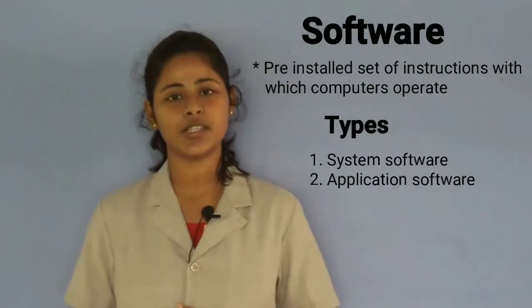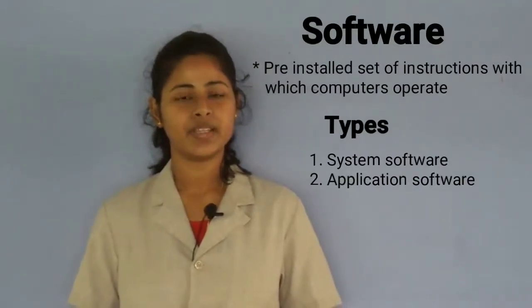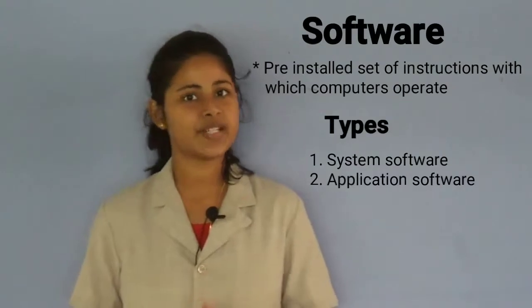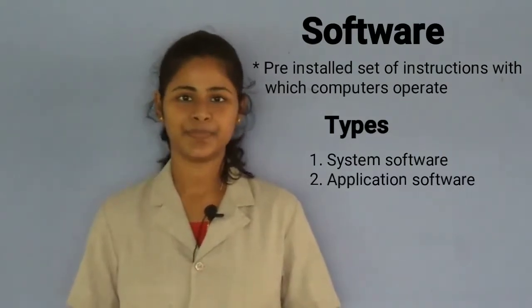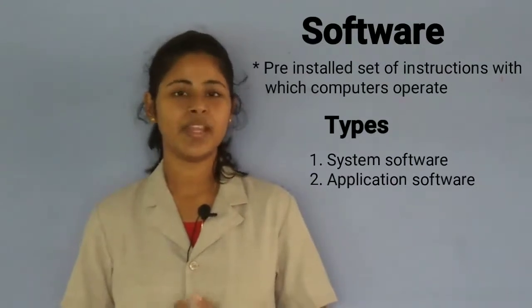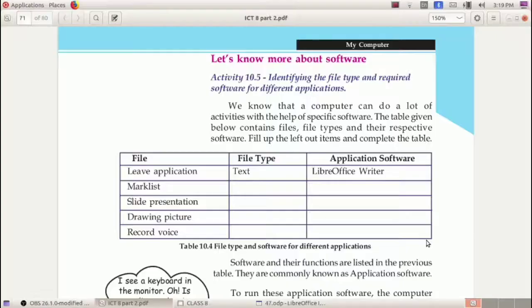Then what is application softwares? These are the softwares used by the users to perform specific tasks. And examples are presentation softwares, word processors, media players, etc. Now let's know more about softwares by doing our fifth activity, that is identifying the file type and required software for different applications. We know that a computer can do a lot of activities with the help of specific softwares.